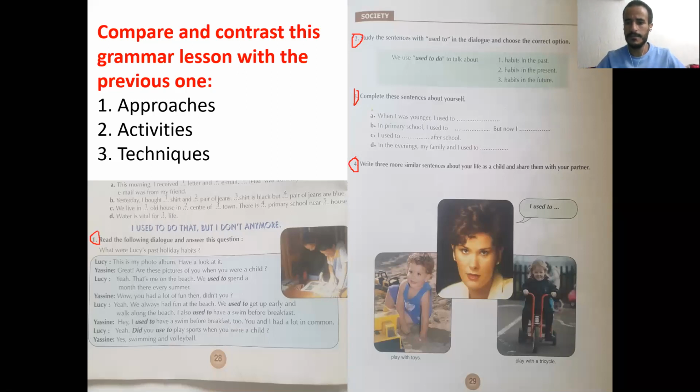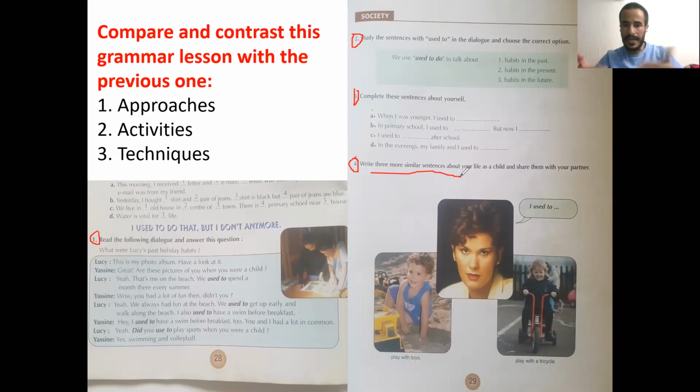You agree with me? Okay? All right. Now, activity number 4, write 3 more similar sentences about your life as a child. What is this? Restricted or free practice? Free. Why is it free? Because learners are going to use their own language. They are going to express themselves. Okay, they are free to use the language.